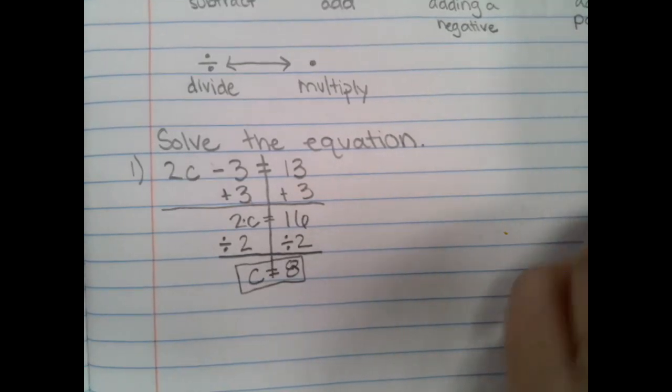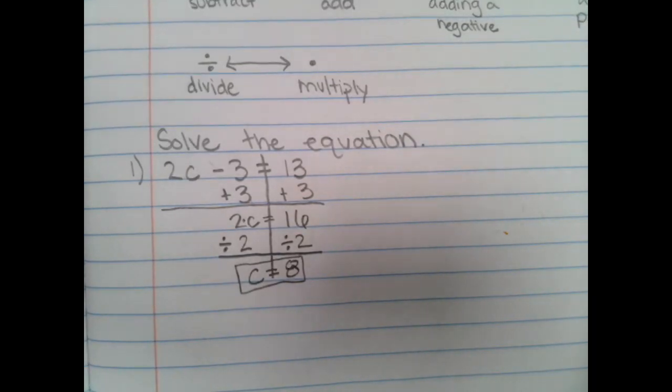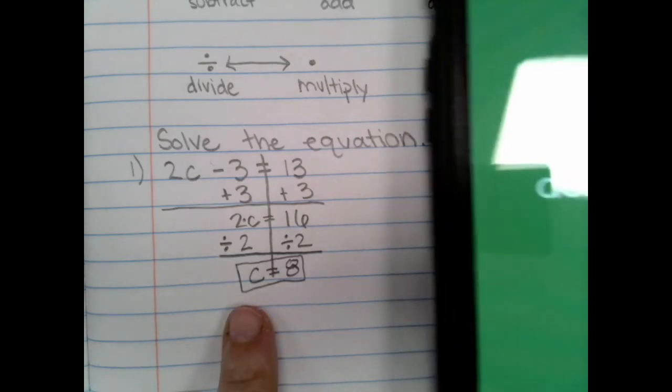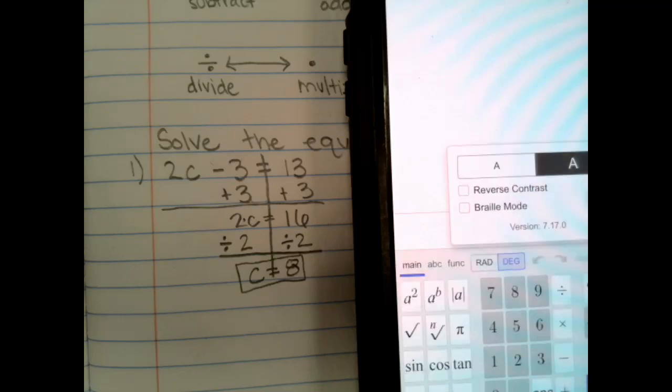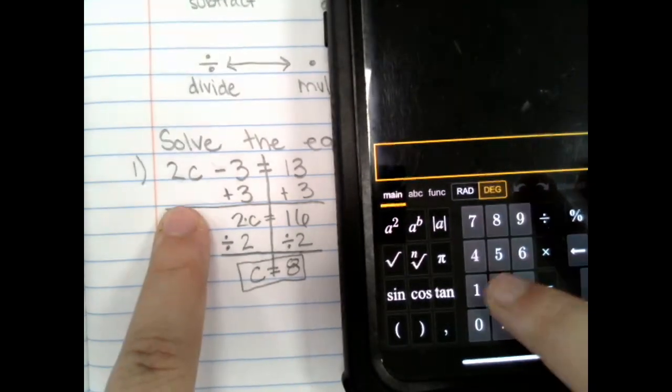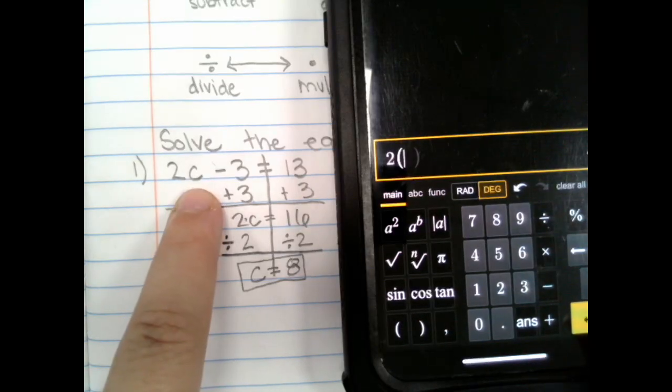Now to check our work, we can pull up our Desmos calculator. Remember, Desmos is the calculator you could use on tests and quizzes. We don't do quizzes. I don't know why I said that. Tests. Okay. 2 times, what did we say is c? Yep, our answer, we said c was 8.